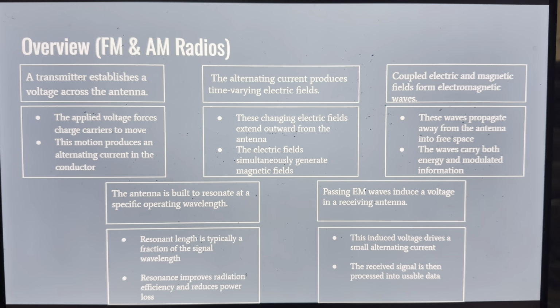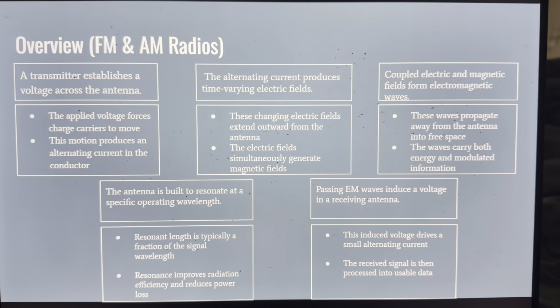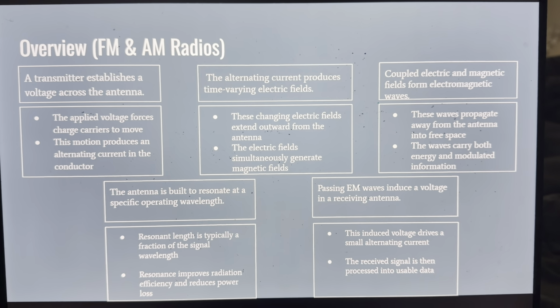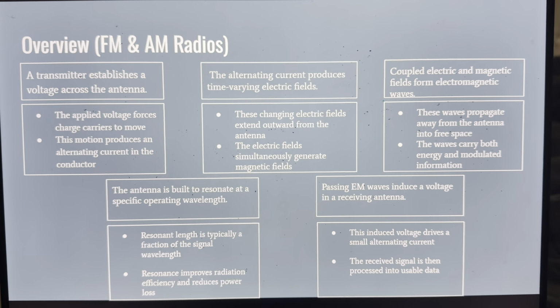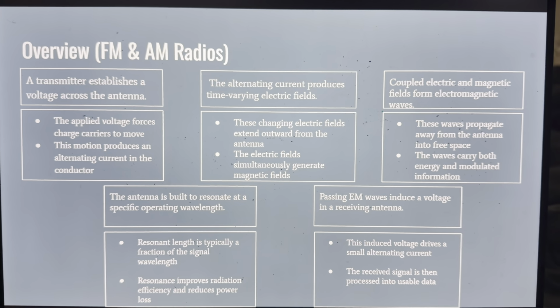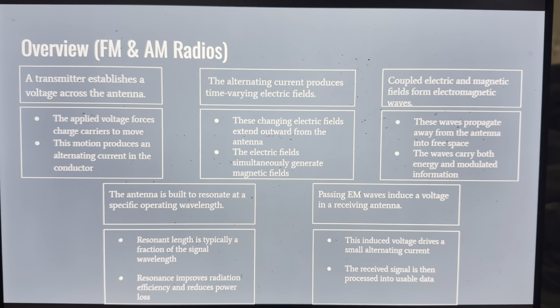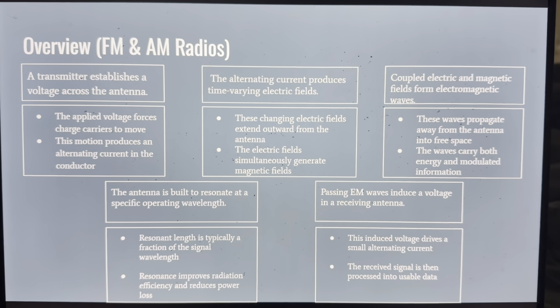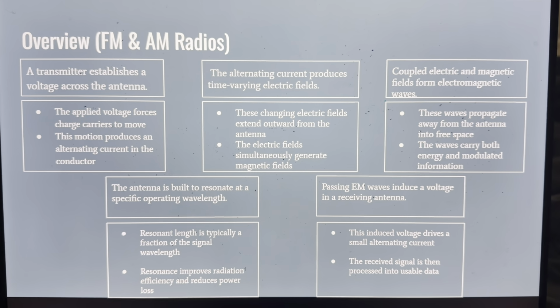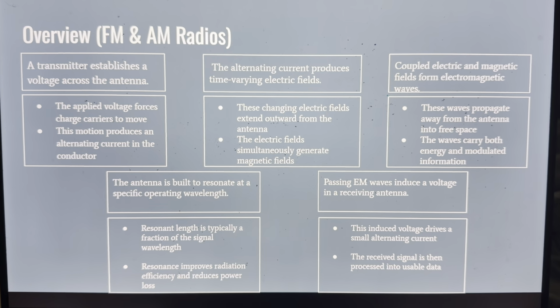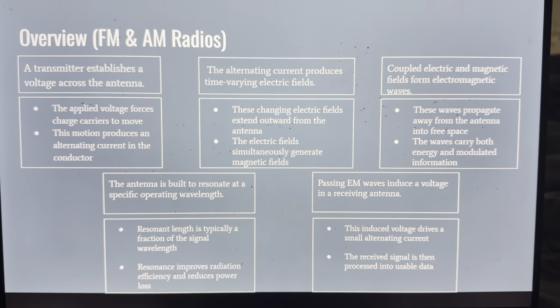So a little bit of an overview. A transmitter establishes a voltage across the antenna. This applied voltage forces charge carriers to move. This motion produces an alternating current in the conductor, and then the alternating current produces time-varying electric fields. These changing electric fields extend outward from the antenna, and these electric fields simultaneously generate magnetic fields.